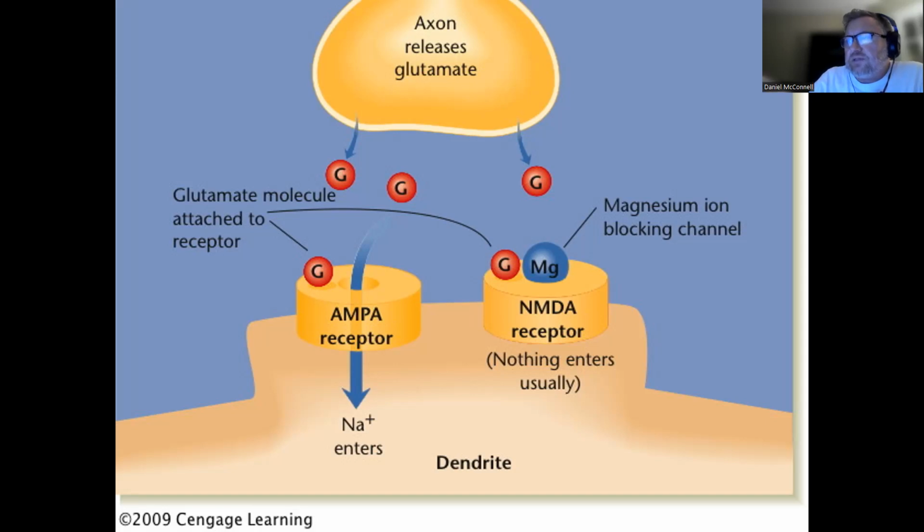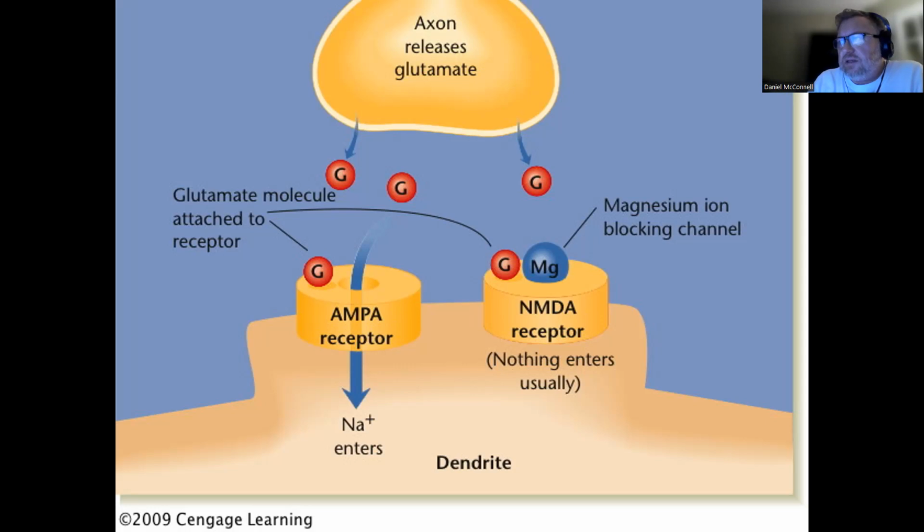And then we see two different things happening here. On the AMPA receptor, which is a very traditional ionotropic sodium channel that we've talked about before, when glutamate binds to the receptor site on the AMPA receptor, it opens up the sodium pathway and lets sodium into the cell. So we're going to start raising the internal voltage of the postsynaptic dendrite here, all right?